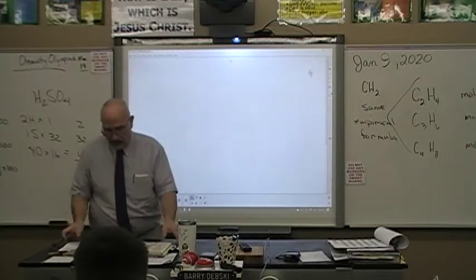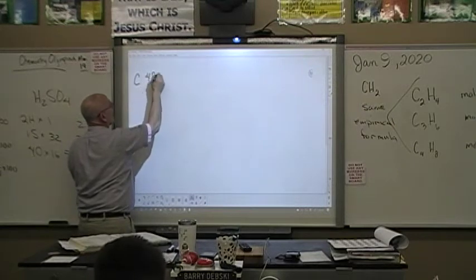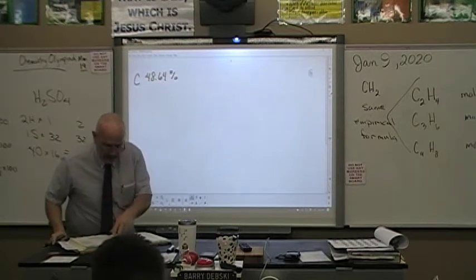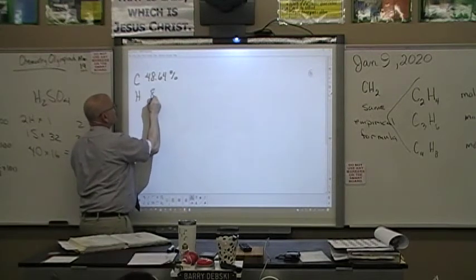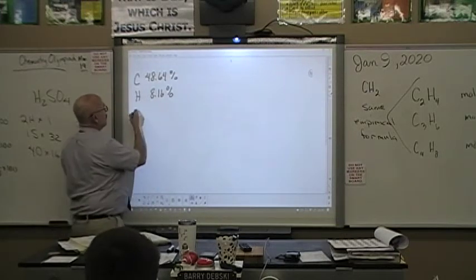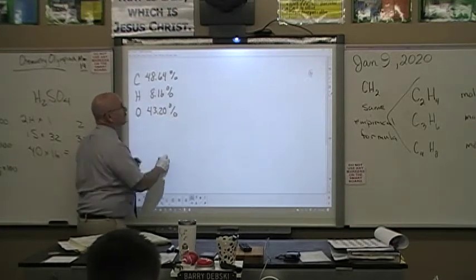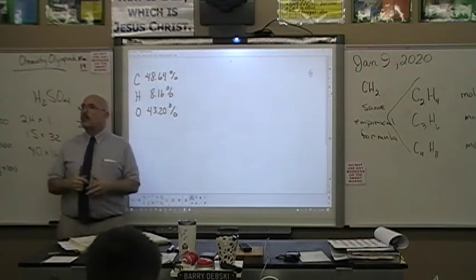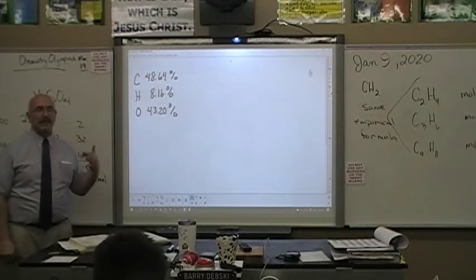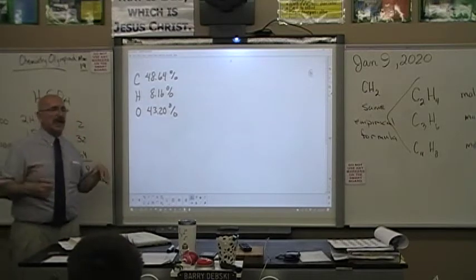Okay, so here's what we're given. We're given carbon equals 48.64%. We're given hydrogen is 8.16%. And we're given oxygen is 43.20. Okay, so this is what we start with. The question is, what is the formula that makes this up? What is the empirical formula that makes up this compound? We know it's carbon, hydrogen, and oxygen, but we don't know how many of each atom.